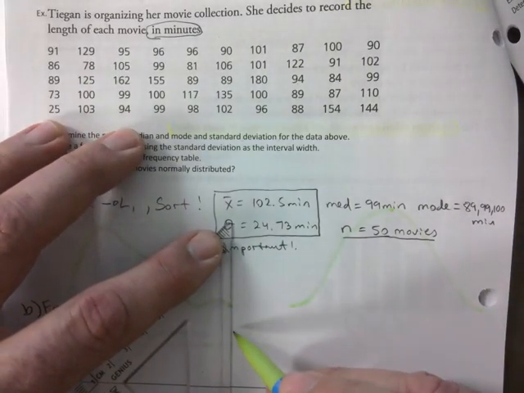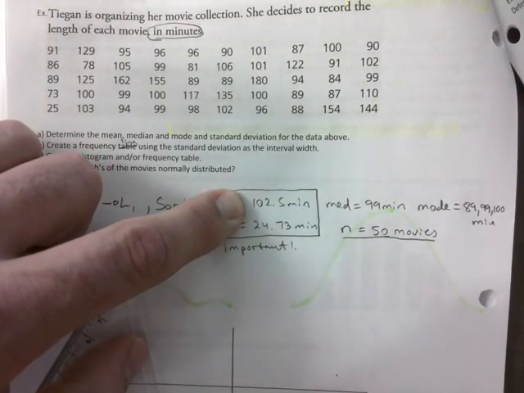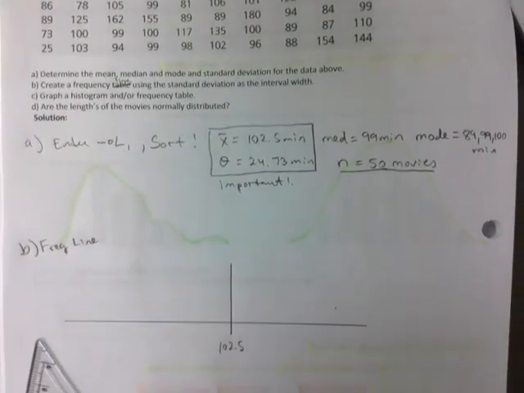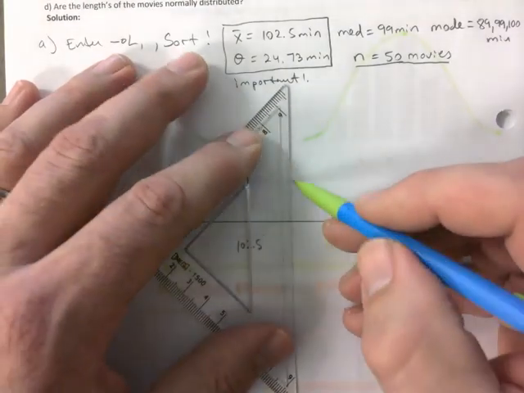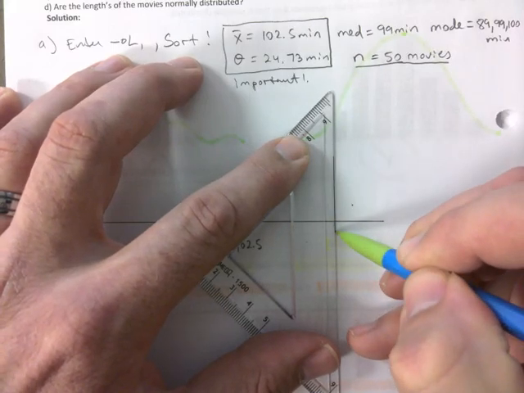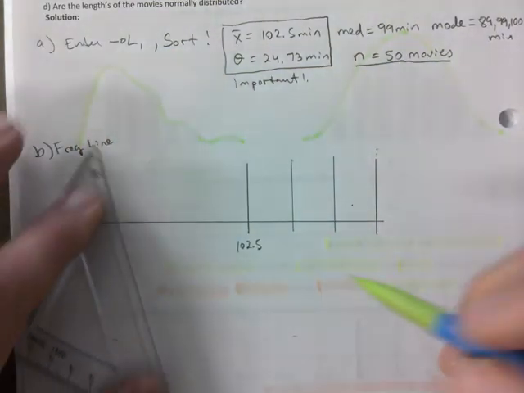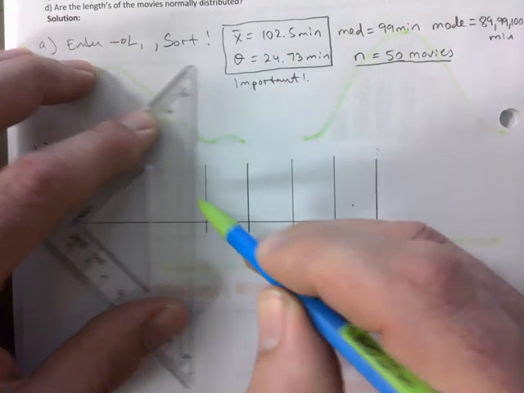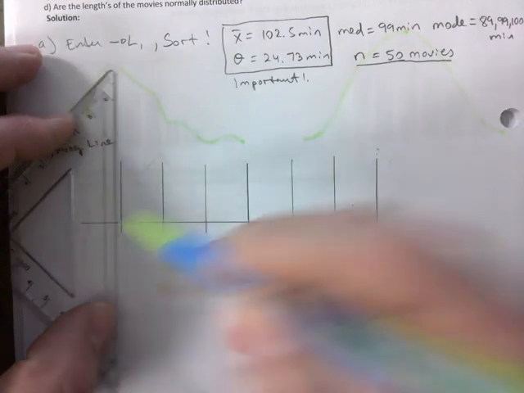The middle is our mean. Write it down, 102.5. Can't see that. There we go. And then we go 3. Make sure you have room because you're going to need room for this. You have 50 values to sort into these bins, right? You go 3 to the right and 3 to the left. Like so.